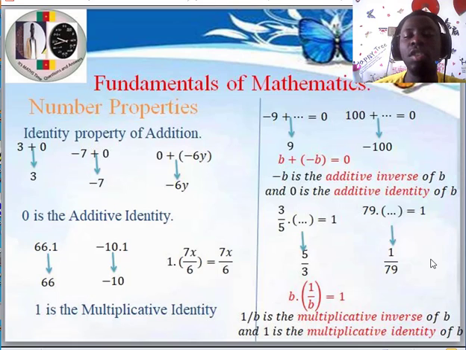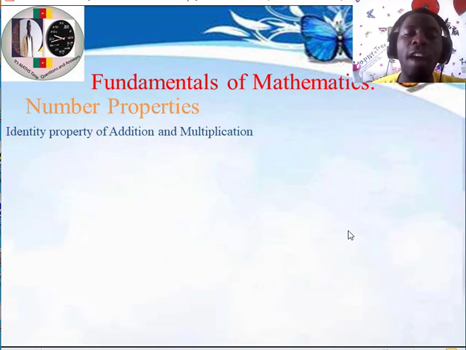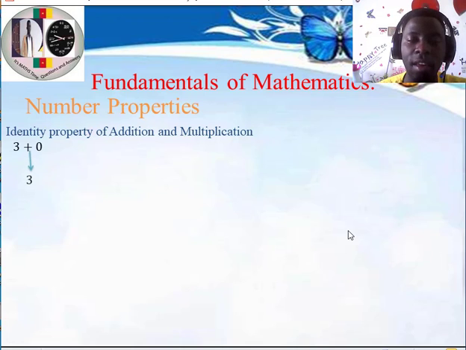So without much ado, let's see the first property, which is going to be the identity property of addition and multiplication. So when we talk about identity, what do we mean? We simply mean a number that when added or multiplied to another number will keep that number unchanged. For instance, let's talk about addition. What if we add 3 plus 0? What are you going to have? We are going to have a 3.